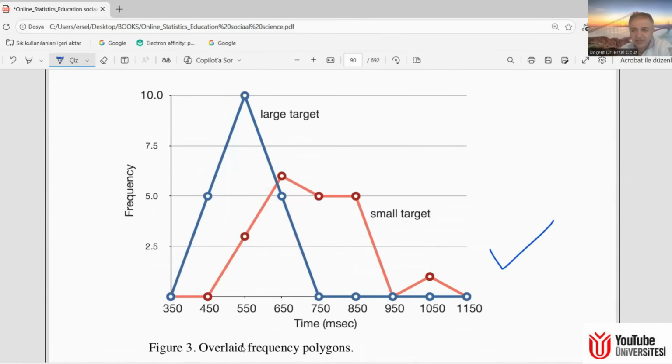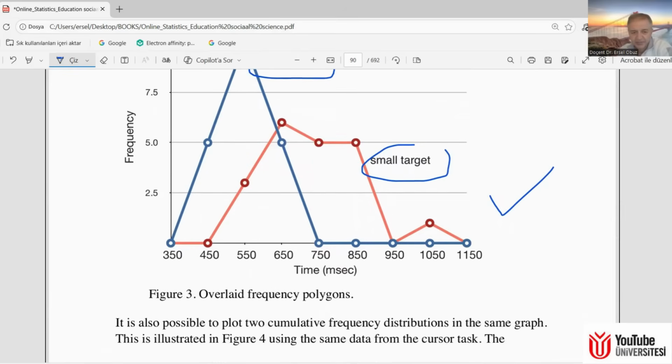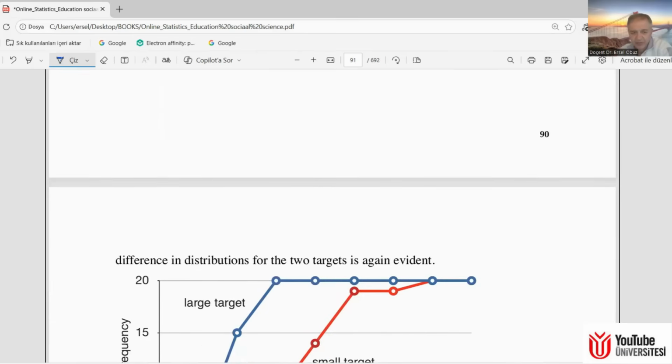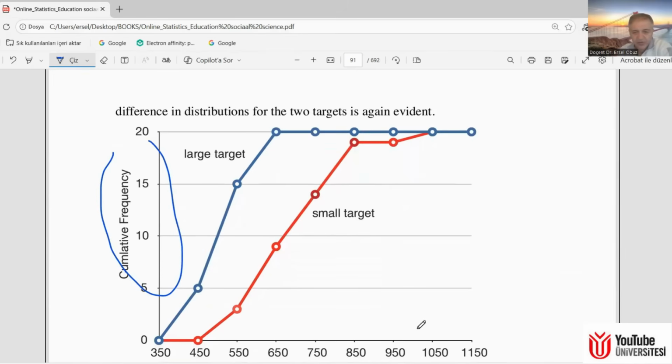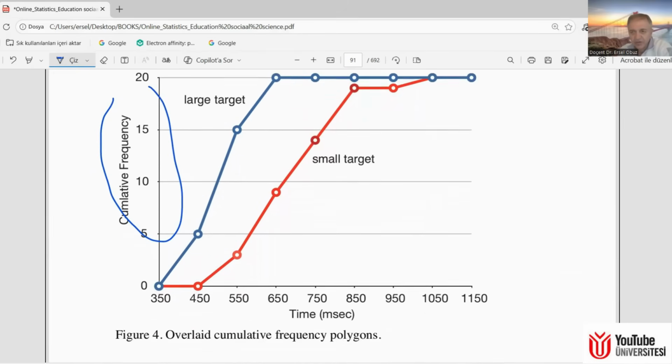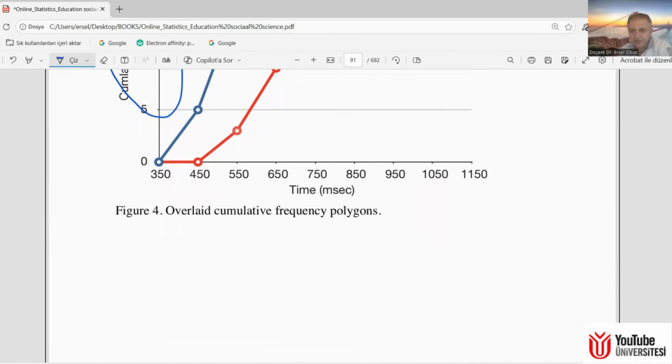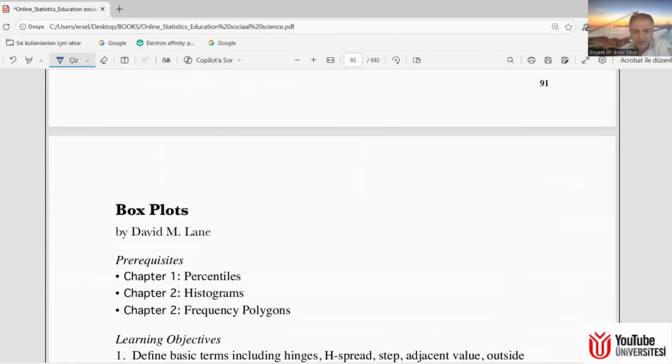Okay, so in that case, you see overlaid frequency polygons. This is for the large target, and this is for the small target. So you can make comparisons easily. And this is the cumulative frequency part. Right now, you know the difference. That should not be a big deal.